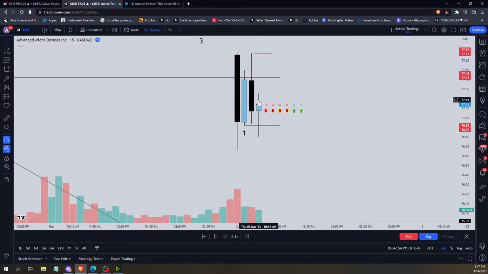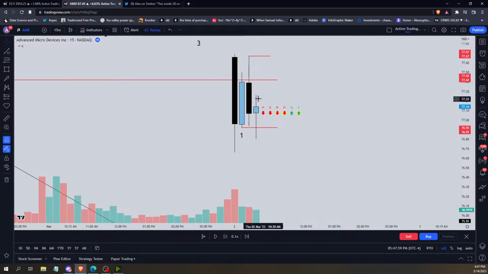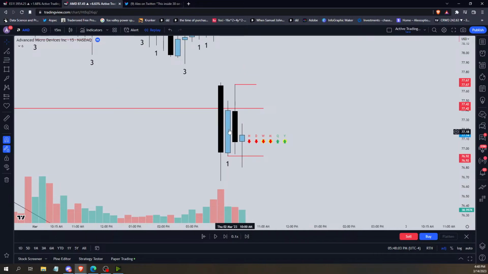So now this is potentially inside down, which is against our bias because we're at the bottom of a 3, right? If you're going to play the expansion, you can, but we're inside week, inside month. We're not going anywhere, right?